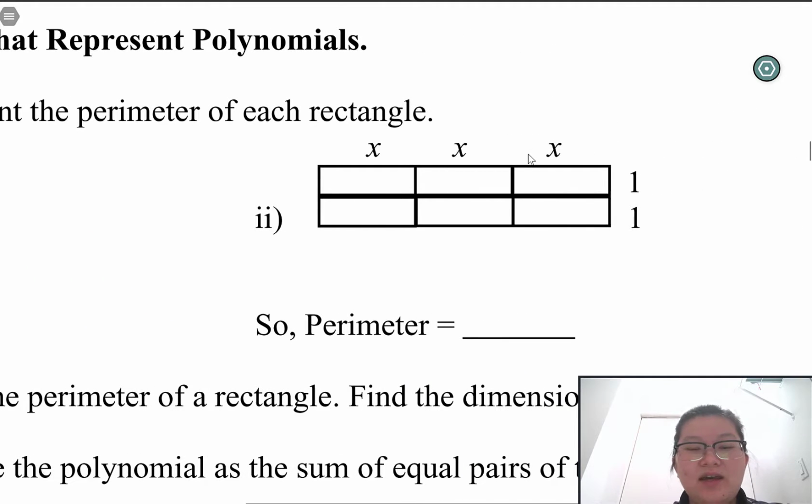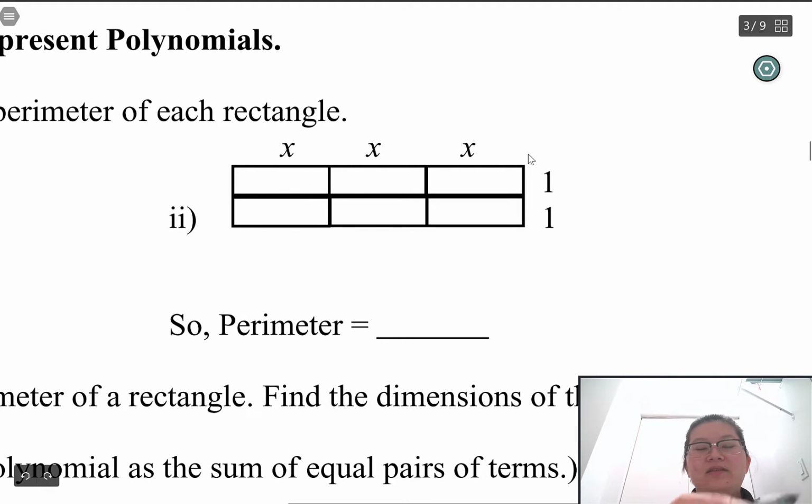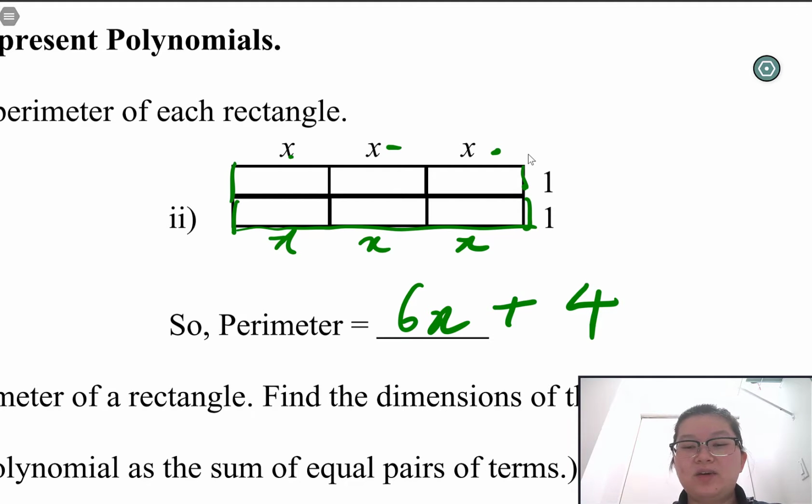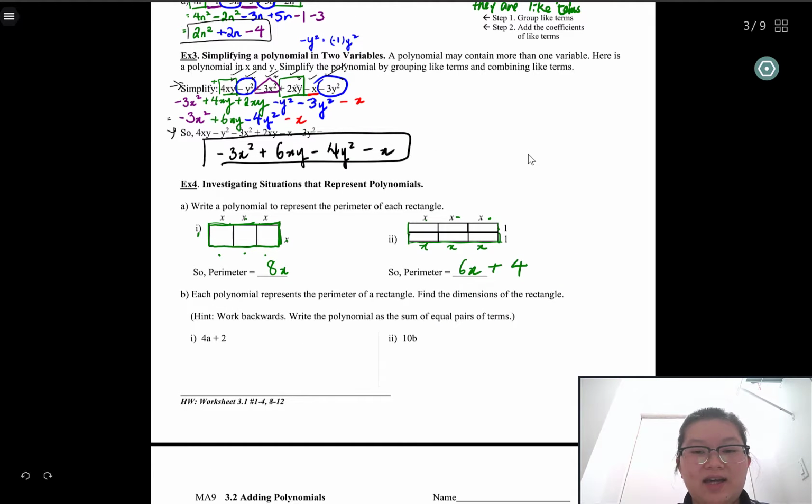Woohoo! Next, A2. In this case, our perimeter, the top is 3x. I'm also going to have 3x here on the bottom. So that's going to be a total of 1, 2, 3, 4, 5, 6 x's. Okay. And then I'm going to have a singleton of 1 unit here, 2 units here, 3, 4 units. Therefore, I have 4 separate units here. So 6x plus 4. So that was easy. I just counted up all the sides and did that.